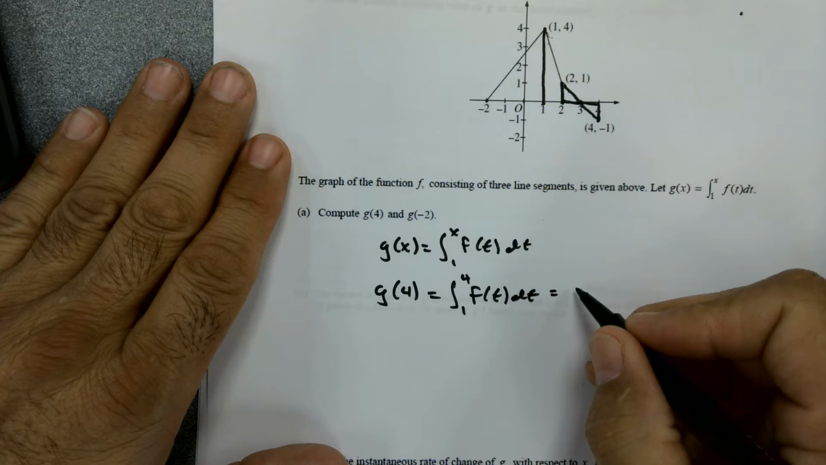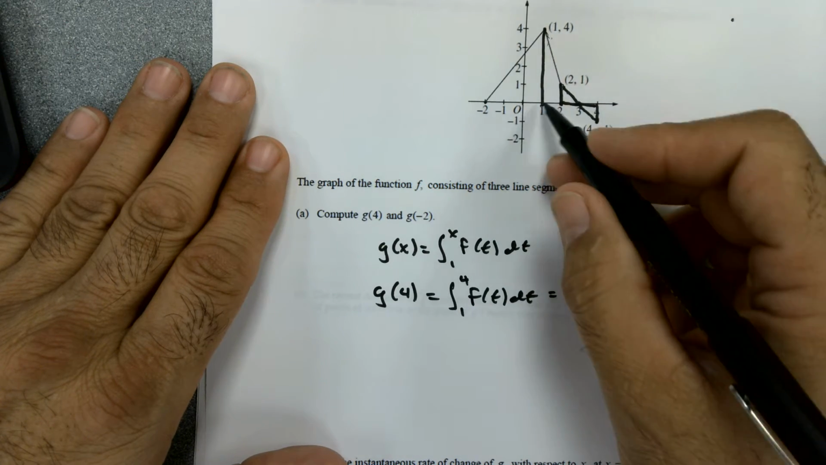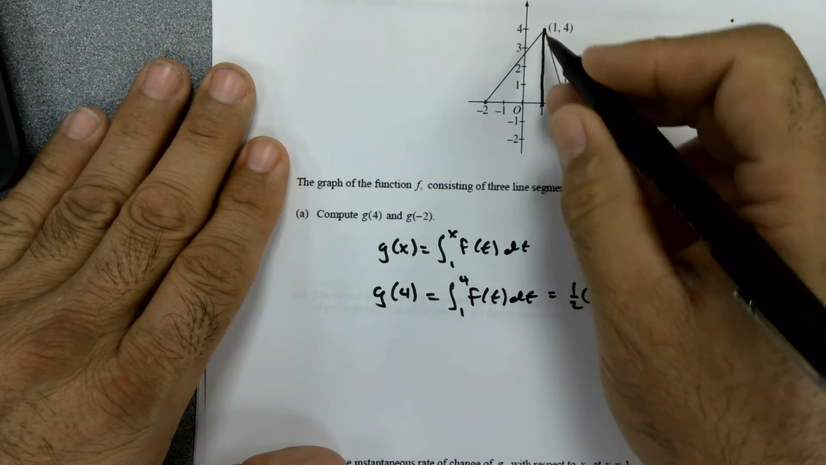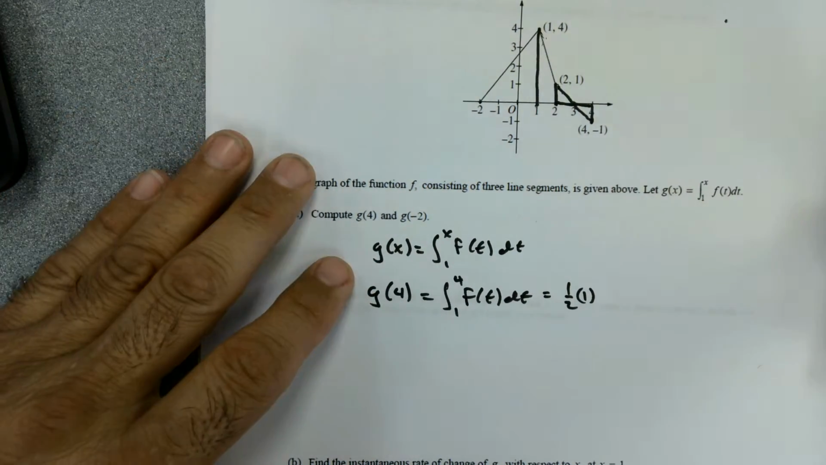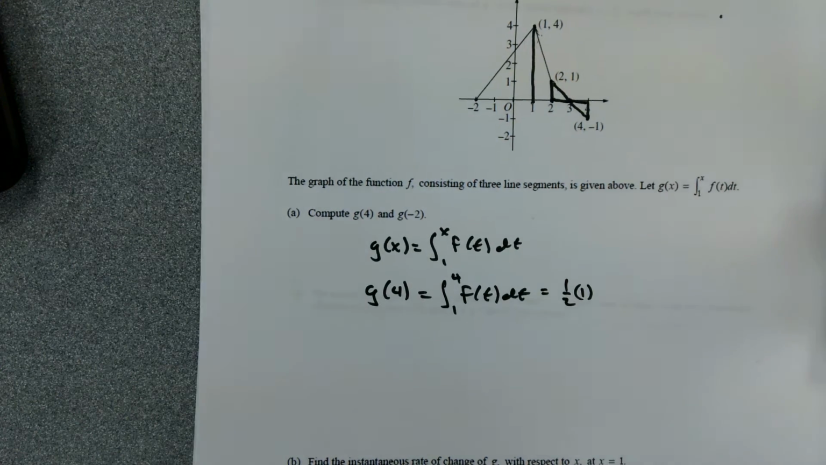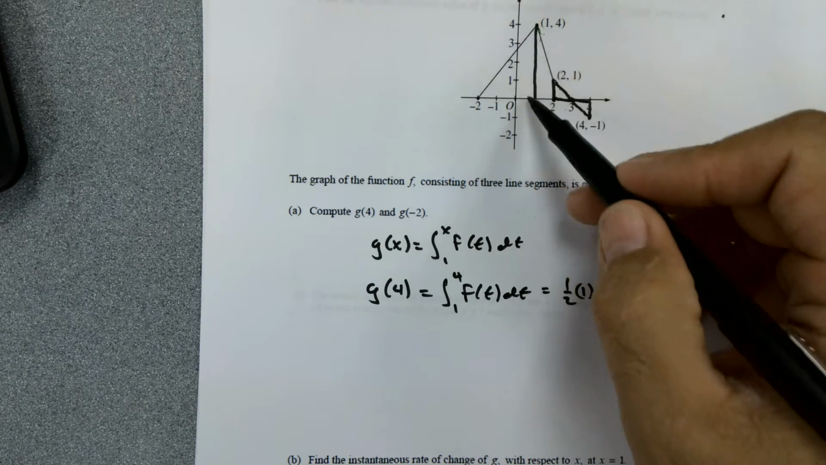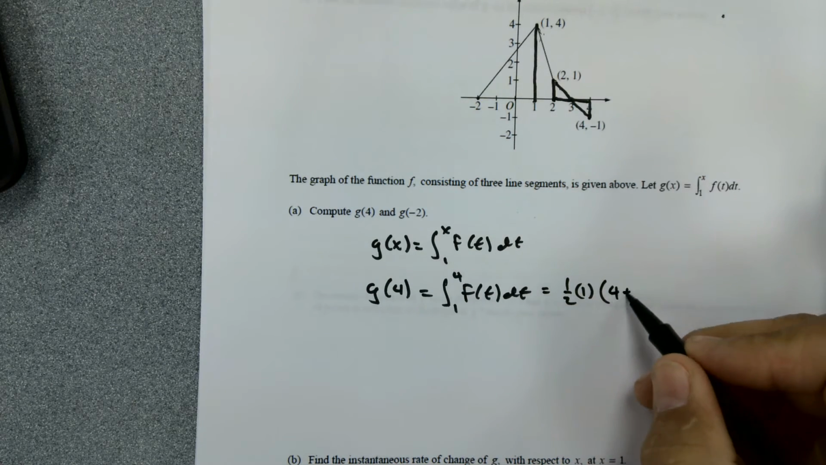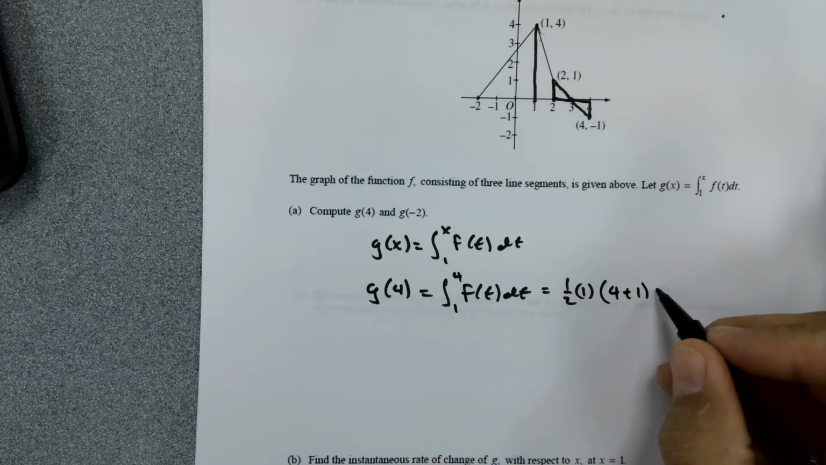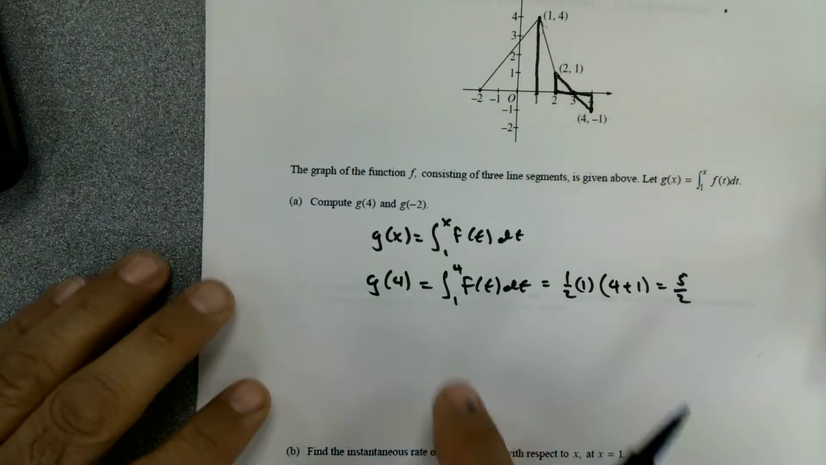So it's going to be 1/2 the height, which is 1, times the two bases added together. If you remember, the bases on a trapezoid are the parallel sides added together. So we have this height is 4 plus this height, which is 1. So we come up with 5/2. That's what g of 4 is equal to.